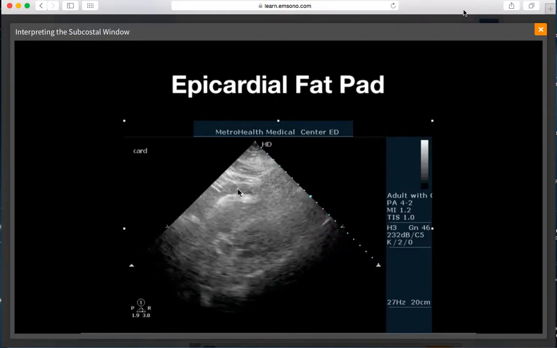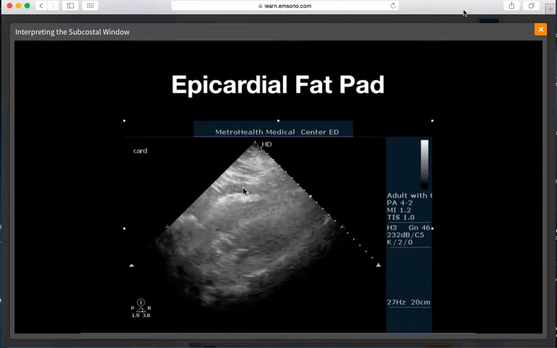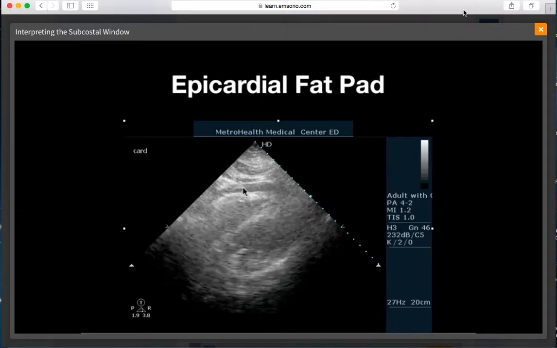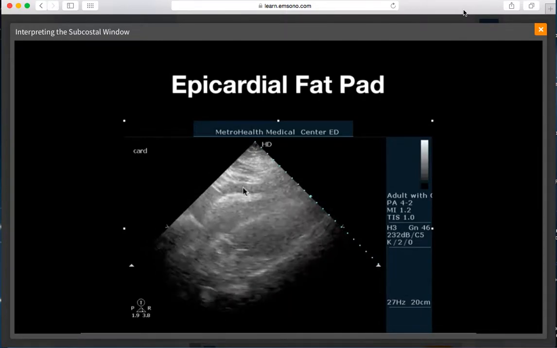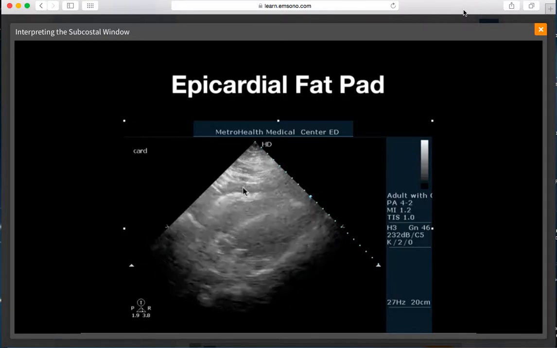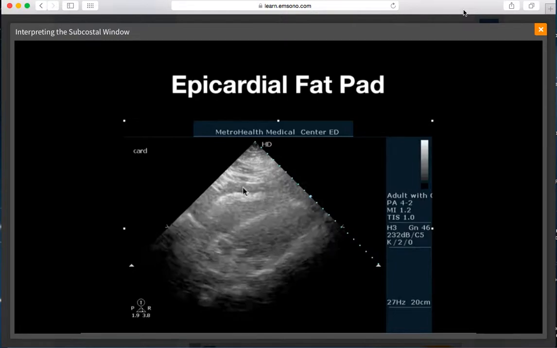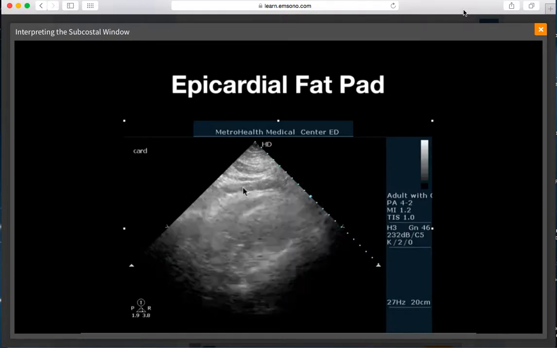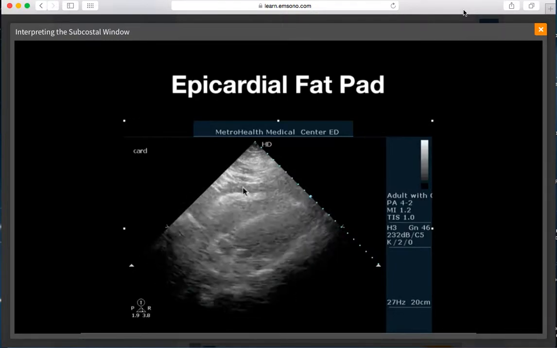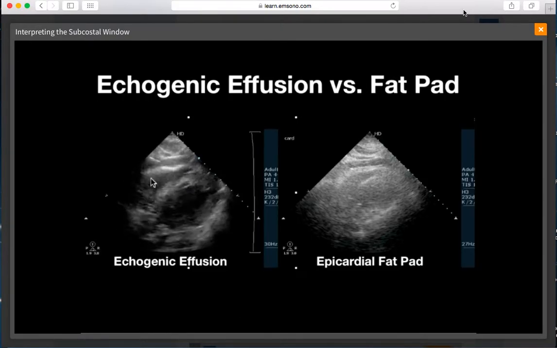That would help you to differentiate this from an echogenic pericardial effusion. Now, there are times where you're not going to be able to differentiate on the subcostal window whether this is a fat pad or an echogenic effusion. In those cases, you're going to go to a backup transthoracic window, and we'll go through the parasternal long axis in upcoming lectures.